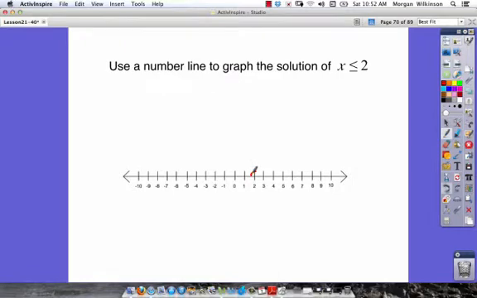In this one, we're going to have a closed circle on 2. And the reason is because it's less than or equal to 2. Whenever we have a closed circle, it means it could be equal to that number as well. We're going to raise up off the number line, and x is less than or equal to 2. So if it's less than or equal to 2, we're going to the left. And we have our final answer.